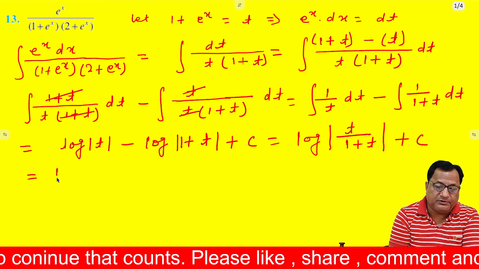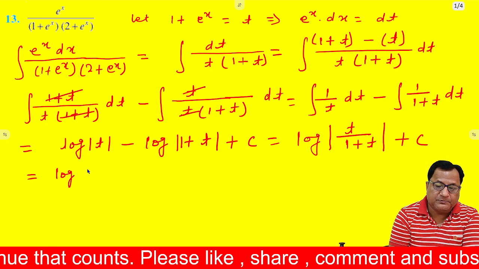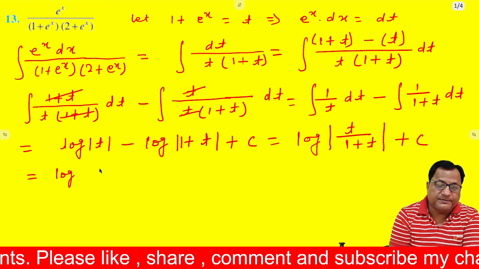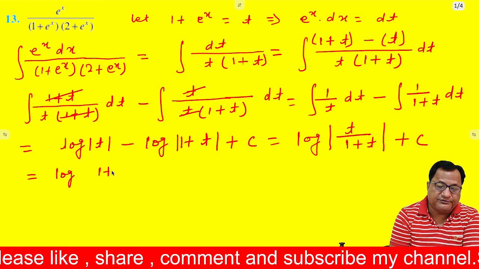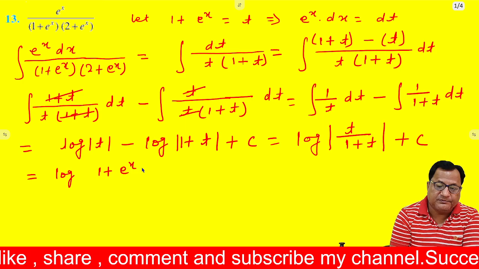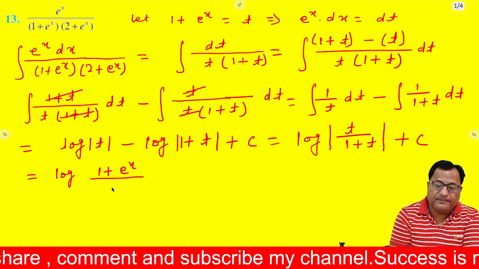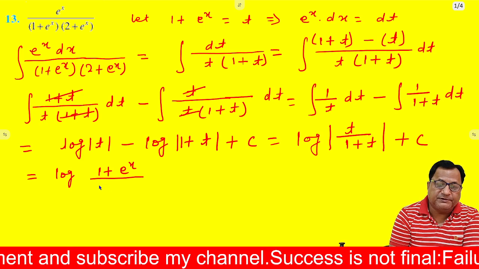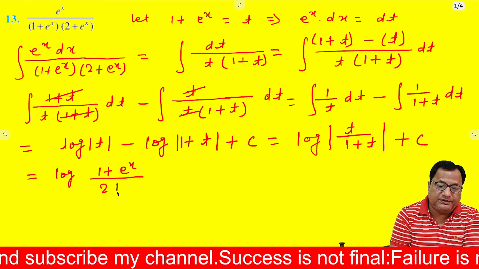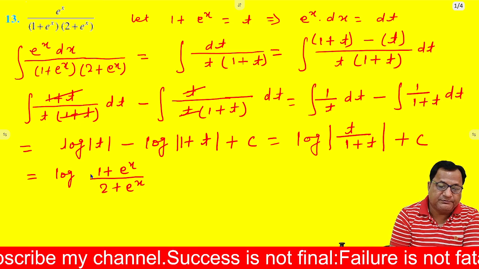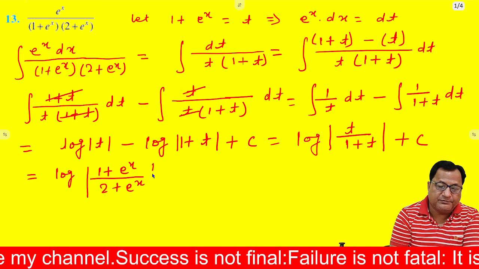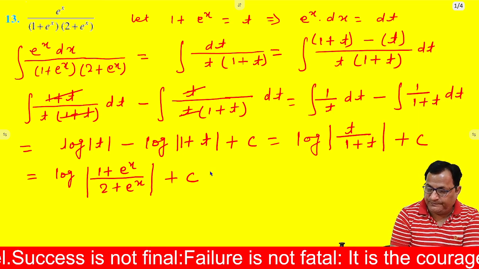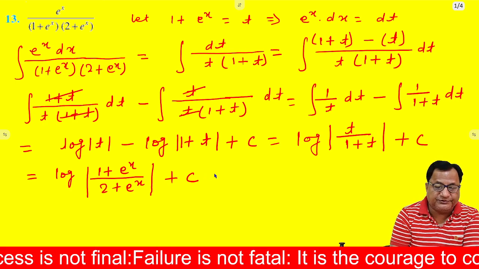so this will be log of t, whose value is 1 plus e^x, and 1 plus t will be 2 plus e^x, plus C. This is the answer.